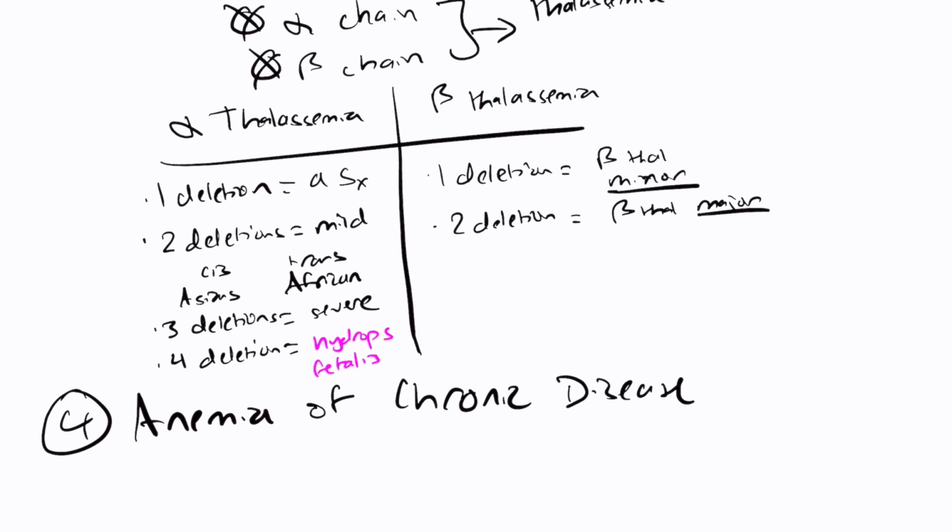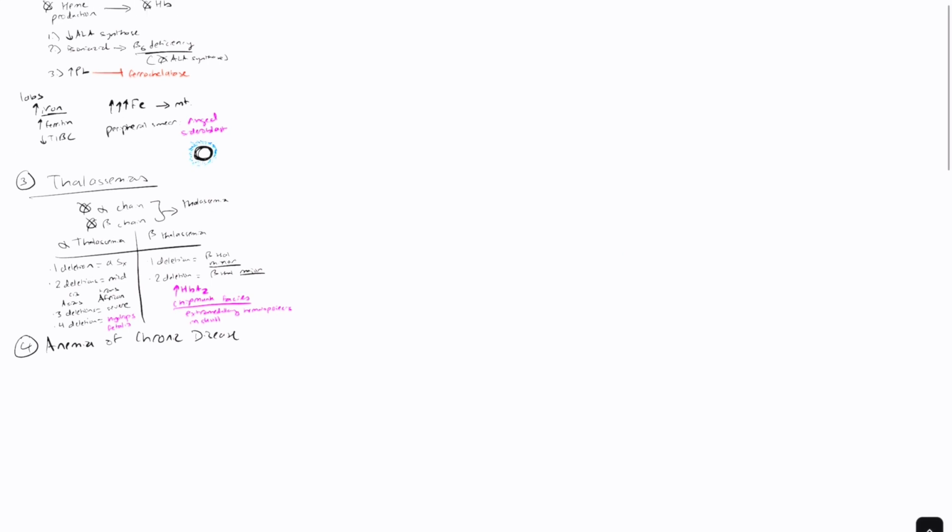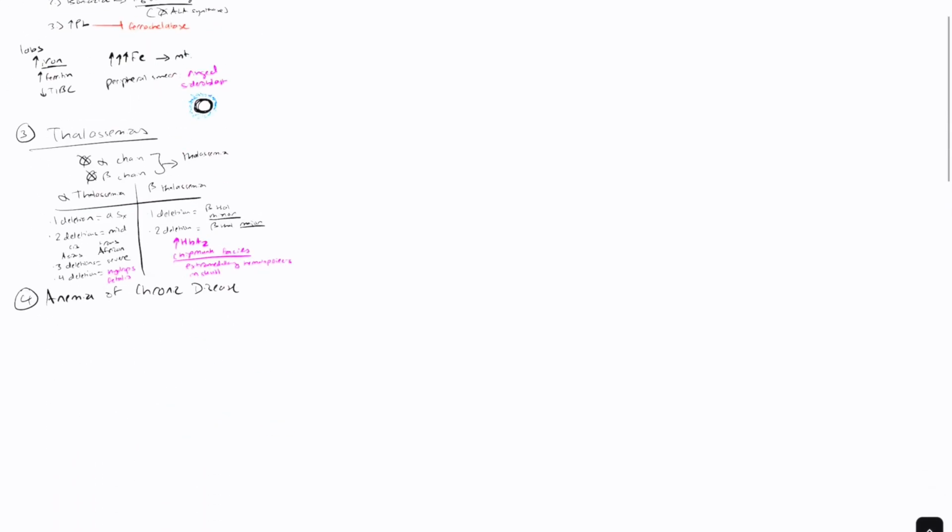This is the one that's more symptomatic. You'll see all the classical findings, right? You'll see an increase in HbA2. You'll see chipmunk facies, which I don't see how it looks like a chipmunk. But basically what happens is because there's a lack of functional hemoglobin, hematopoiesis is going to happen extramedullary, like in the extramedullary spaces, right? So it's going to be extramedullary hematopoiesis, particularly in the skull. Okay, cool. So that's thalassemias right there.